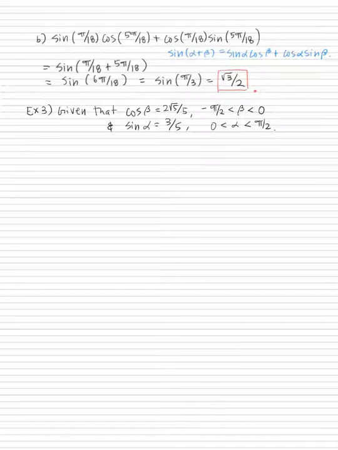Part A, find sine of alpha plus beta. The formula for sine of alpha plus beta, let's write that out: sine alpha cosine beta plus cosine alpha sine beta. This is what we need to compute. We are given cosine beta and sine of alpha. However, we don't know the values for cosine of alpha and sine of beta. So let's draw out the picture and see what's going on.